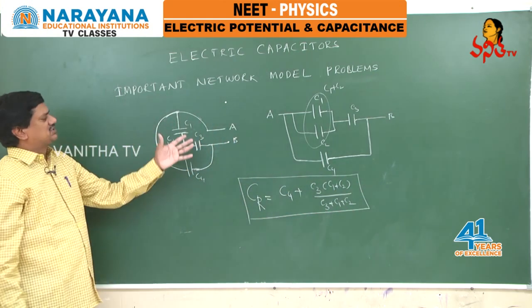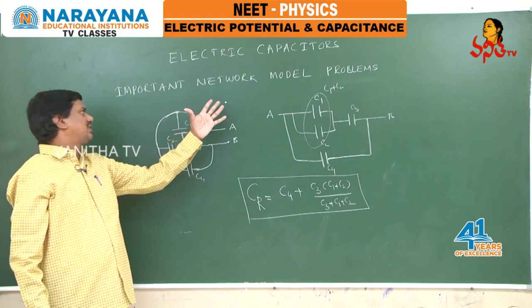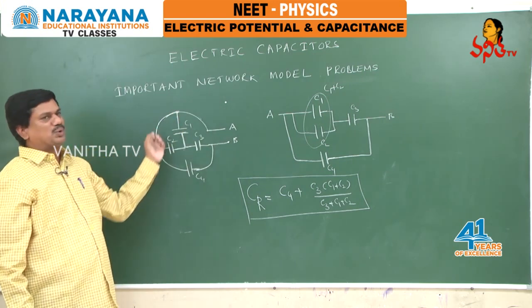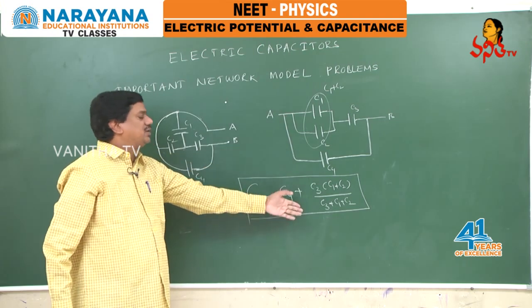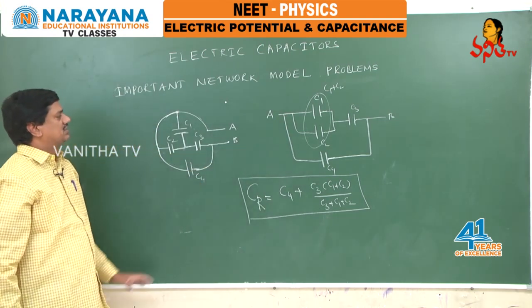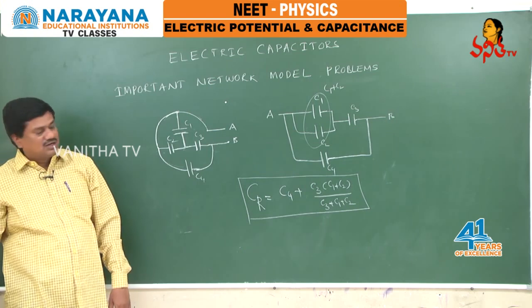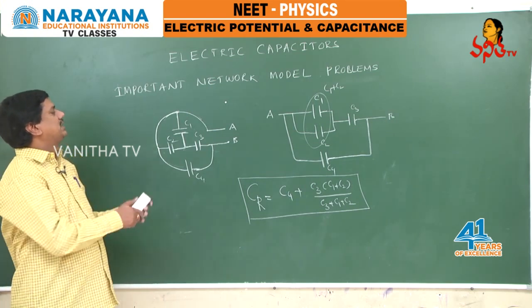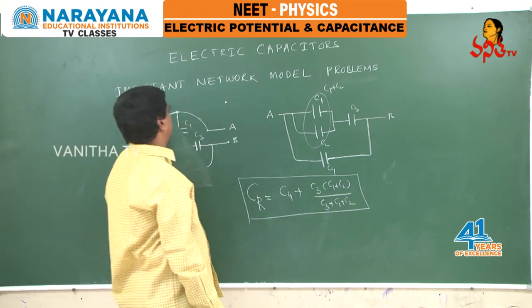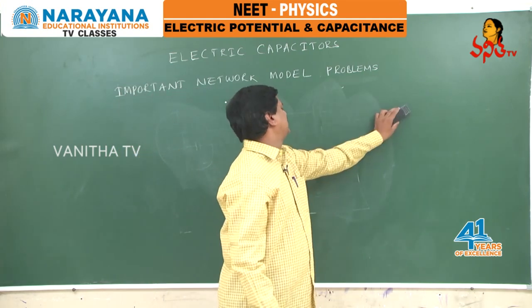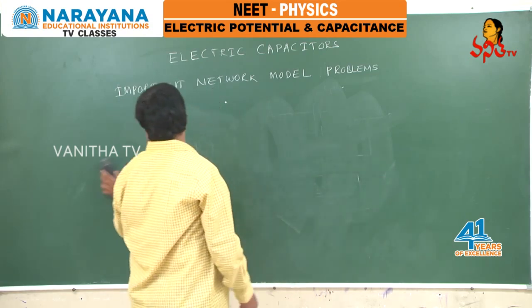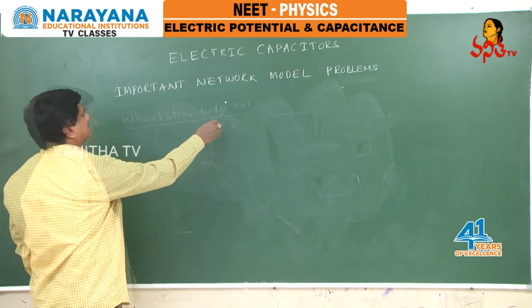So, for some networks, if the information is not known directly, try to draw the equivalent circuit and try to get the effective capacitance of the combination. This is one of the important models in competitive examinations. After this, there is one network which is called the Wheatstone bridge network.